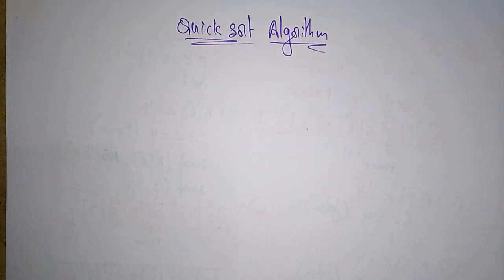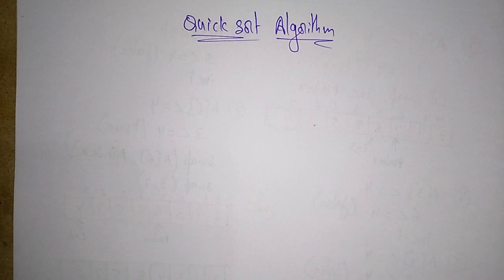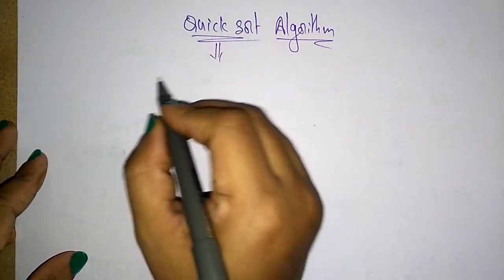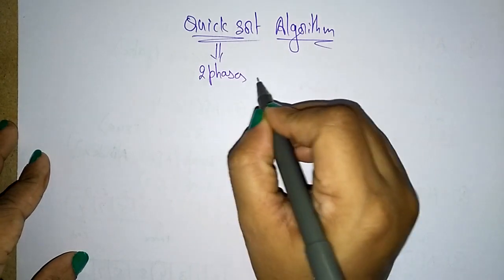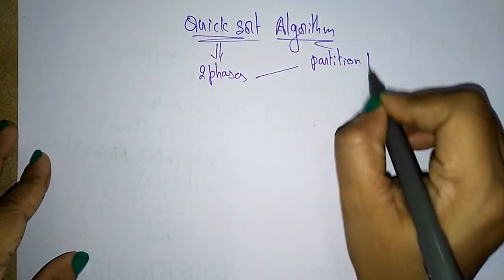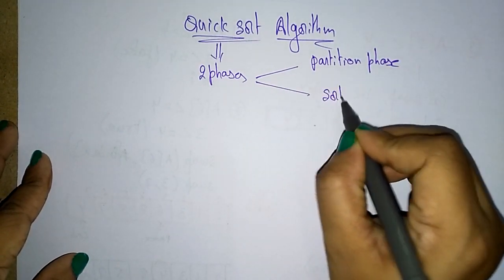Hi students, let us continue with the topic quicksort. In the previous video I explained about the first phase of the quicksort, that is the partition phase. Actually, the quicksort algorithm, I said, is divided into two phases. So one is the partition phase and the next one is the sort phase.